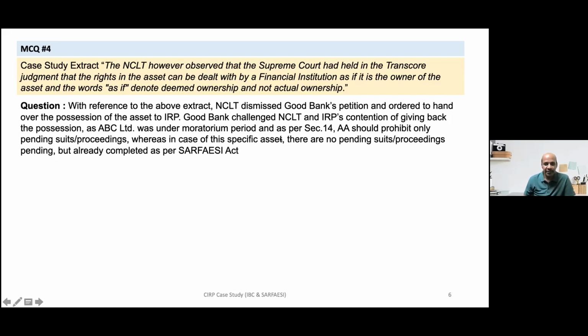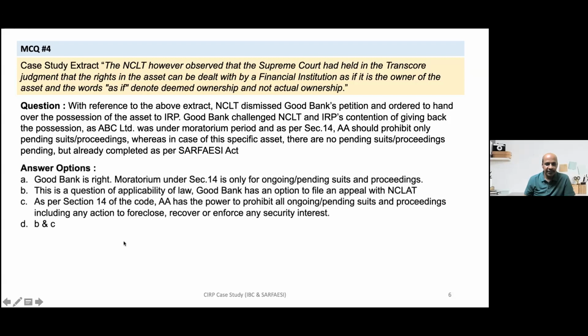Was under moratorium period as per section 14, and the adjudicating authority should prohibit only pending suits and proceedings, whereas in the case of this specific asset, there are no pending suits and proceedings, but already completed. So here the entire transaction under SARFAESI was complete. But as per section 7 we have seen, then we also saw the transport case, but now Good Bank is saying that as per section 14 NCLT should not do this, because in moratorium only the proceedings or suits which are pending can actually be held back.